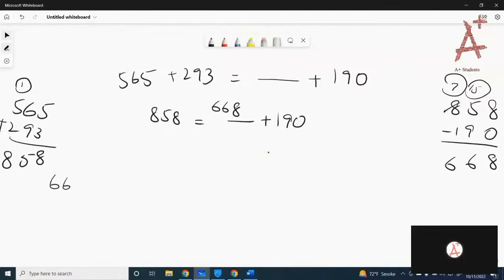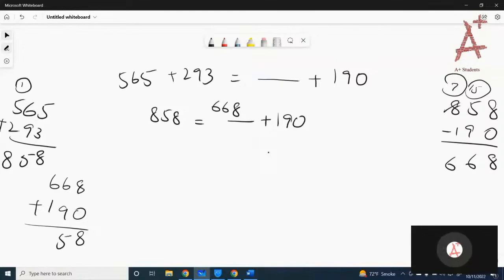You can check by adding; both sides of the equation must be equal. Got it? Just add them and see if they are equal. 8 plus 0 is 8. 9 plus 6 is 15.